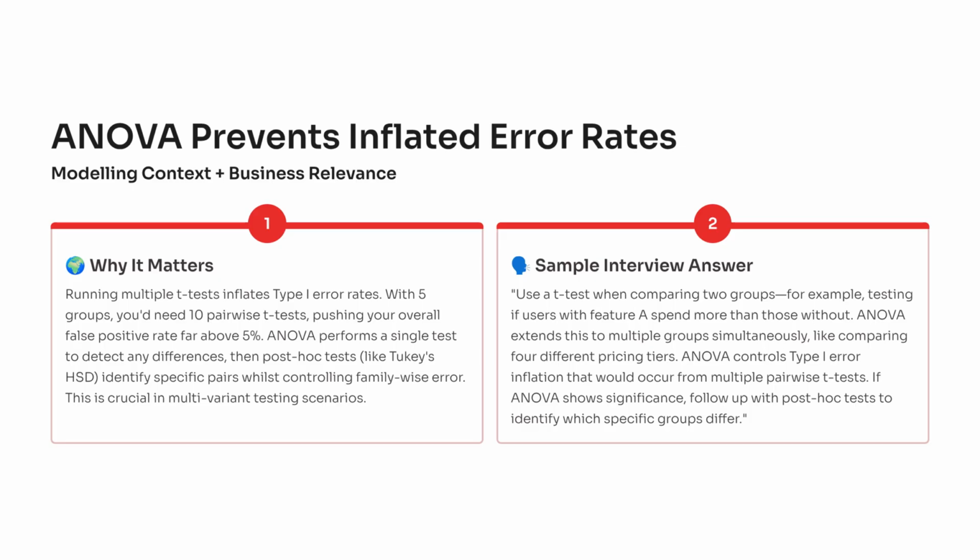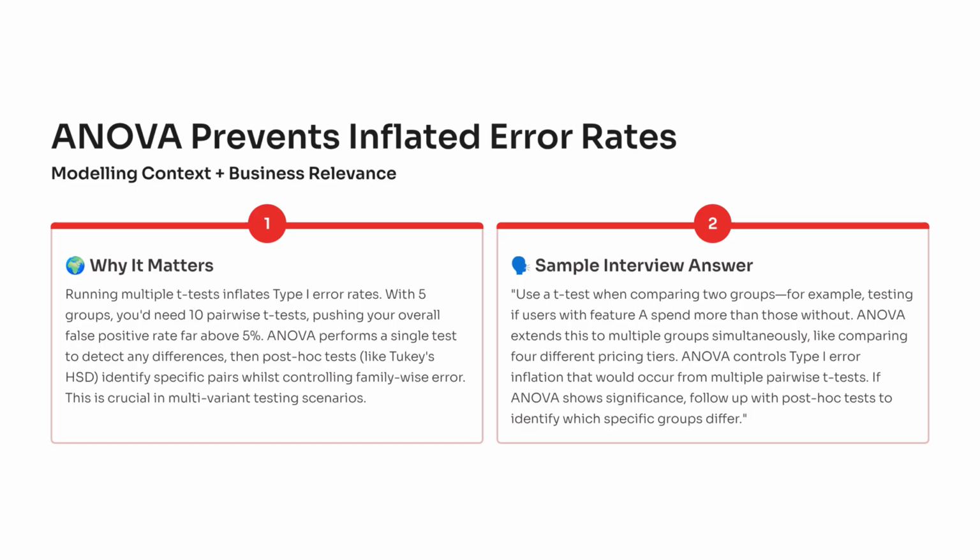actually exist. ANOVA fixes that by doing it all in one global test. It checks if any of your groups differ significantly while keeping the overall error in check. If ANOVA detects a difference, you then run post-hoc tests, like Tukey's HSD, to pinpoint which specific versions are performing better. Here's a solid way to phrase it in an interview.